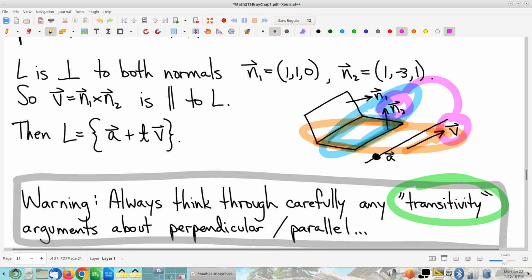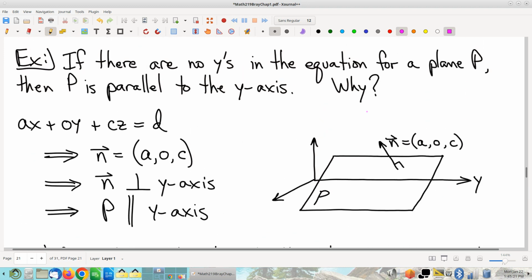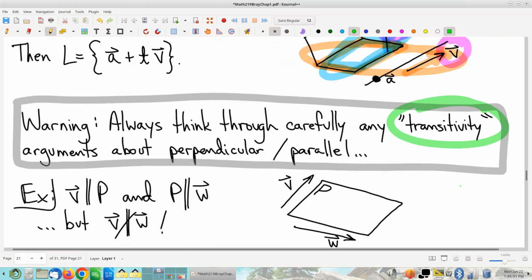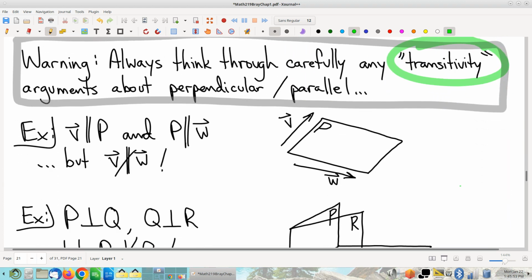We did a transitivity argument of sorts with the last example we did last time. And that was that, let's see, the plane was perpendicular to that normal vector, and that normal vector is perpendicular to the y-axis, and therefore we concluded that the plane has a geometric relationship with the y-axis. So again, a kind of a transitivity of sorts. So cool, it's fine if it works, but the sticky wicket is you should keep in mind that transitivity arguments don't all work, right?